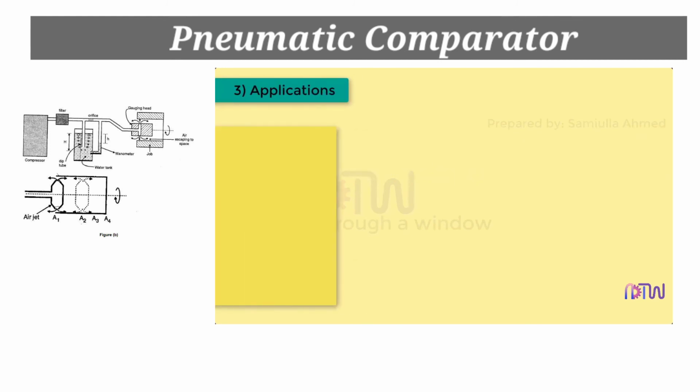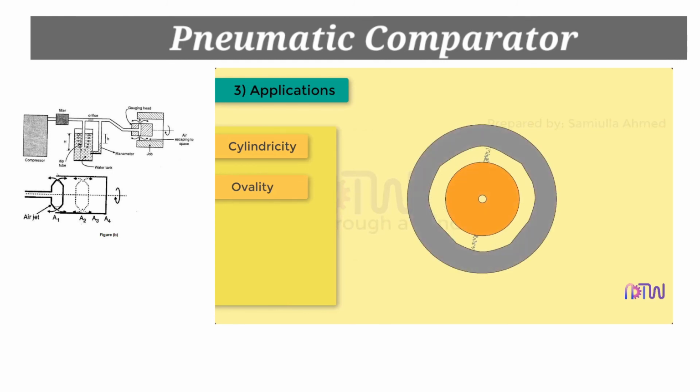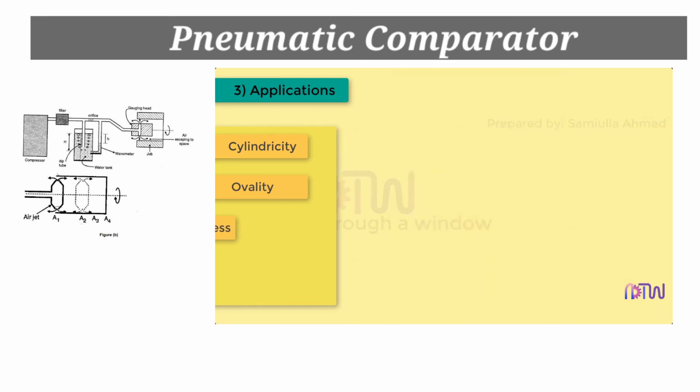Applications of pneumatic comparator. Cylindricity. The example used in this video is of checking cylindricity. Ovality. To check ovality, we need to rotate the gauging head inside the part. This will give all the variation on the circumference of the part. Similarly, this comparator can be used to check other dimensions like straightness, external diameter, etc.